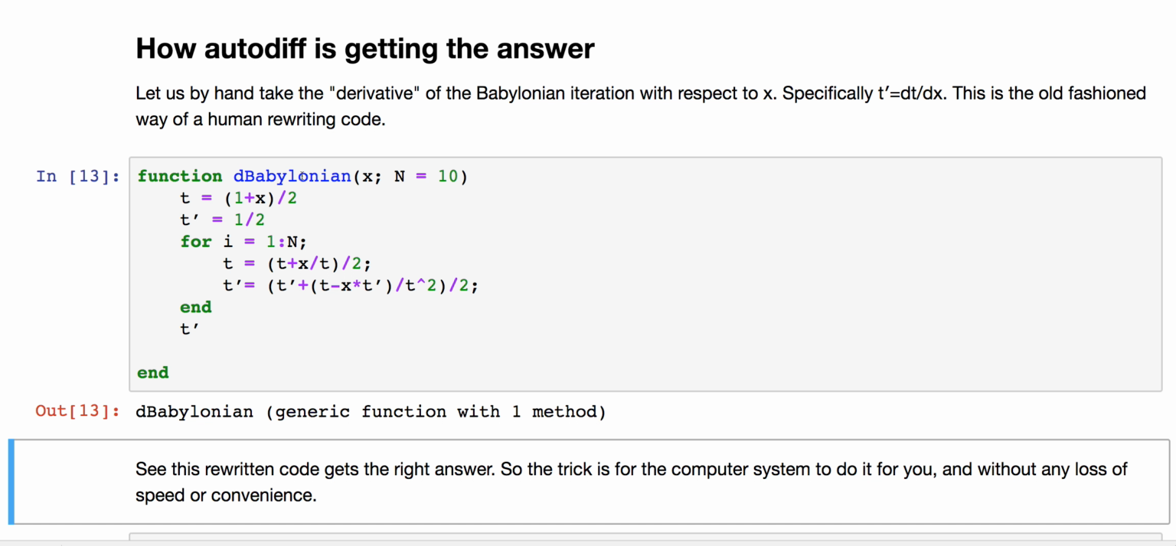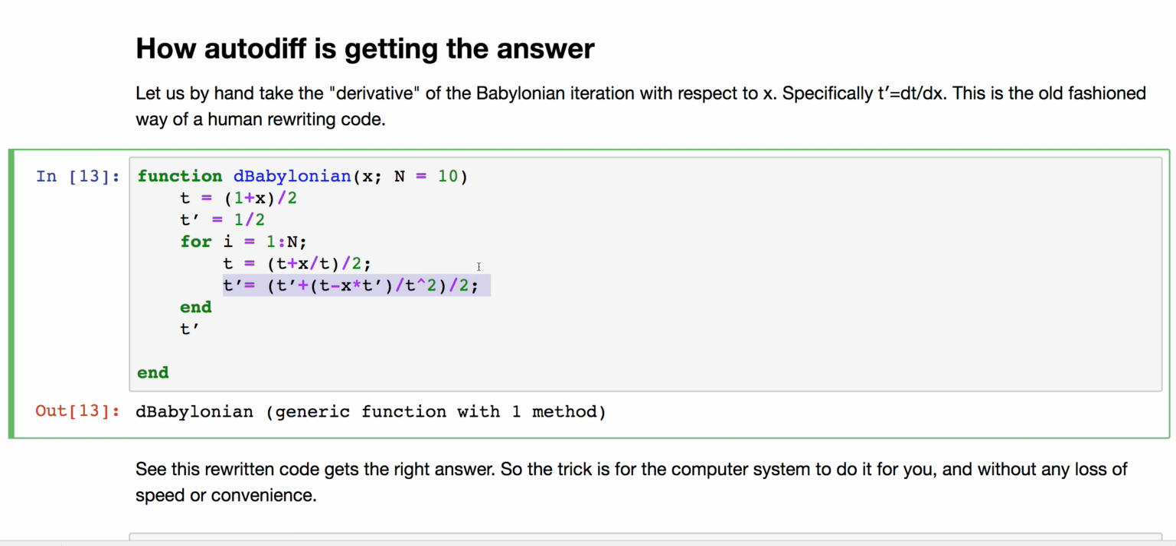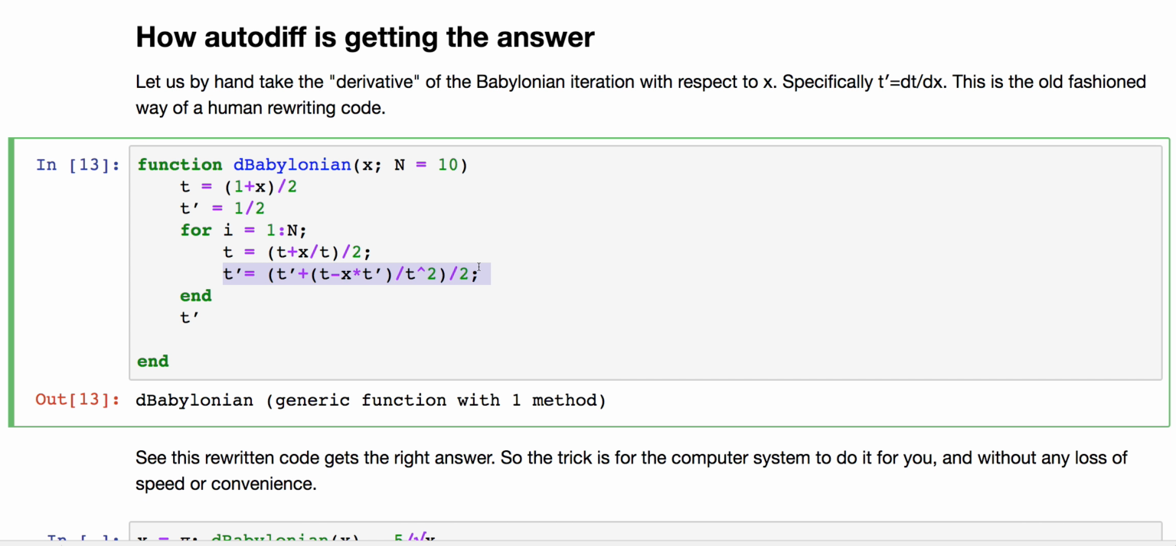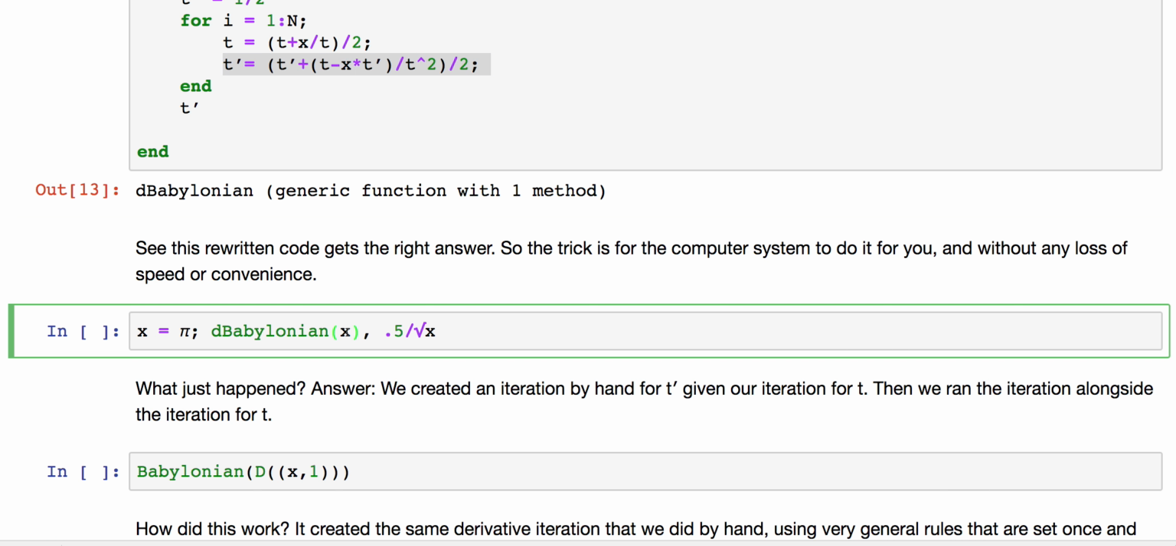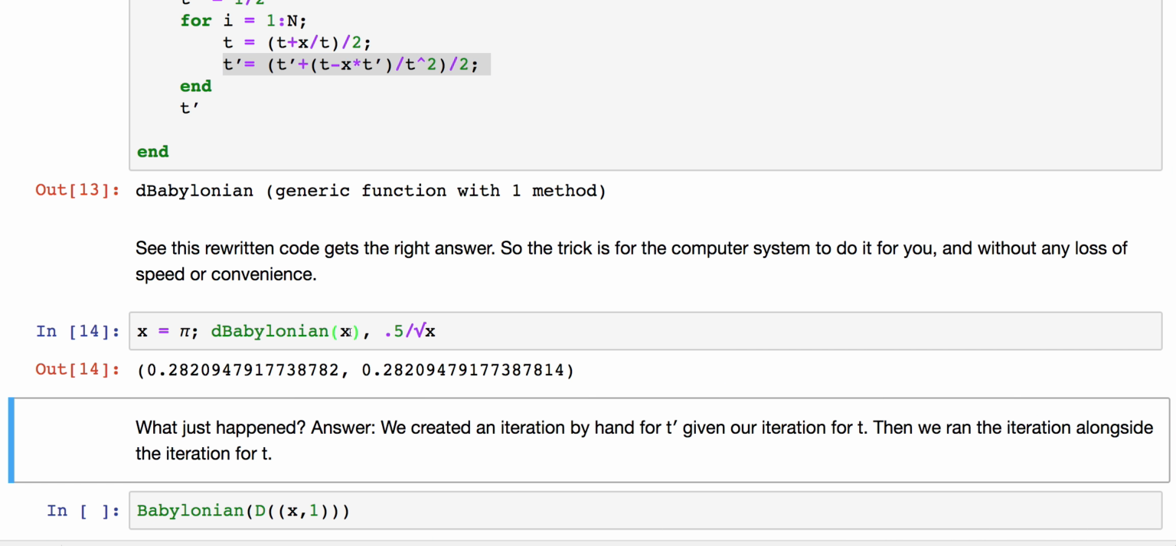And so here I took the Babylonian algorithm, and every other step I simply took the derivative with respect to x. So you see 1 plus x over 2 became a half. Here's that denominator or numerator thing. And so we're going to run the derivative code. You see it's an iteration, and so this is going to run the derivative of the iteration. And you see that this actually does give the right answer.